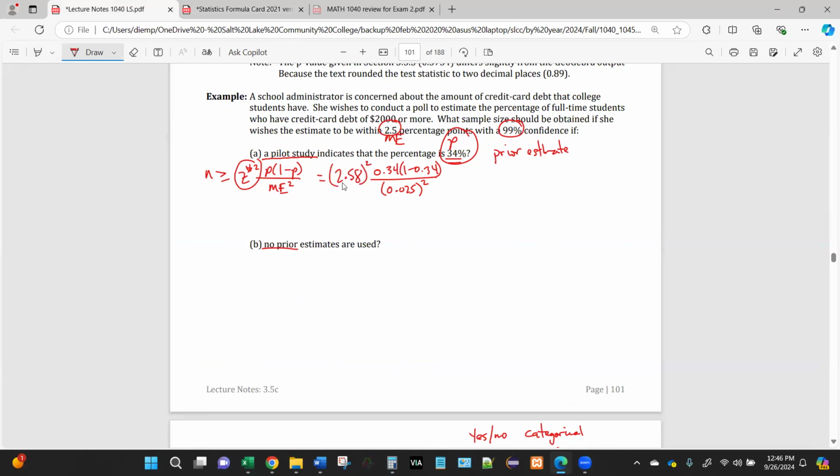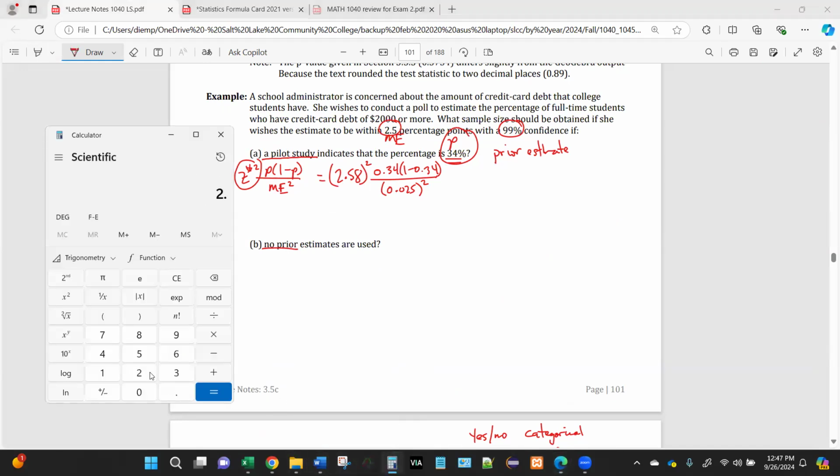So it's calculator work at this point. We'll go 2.58 squared times 0.34 times 1 minus 0.34. Then we divide that by 0.025 squared, and we have our minimum sample size. We're going to have to talk to at least 2,389.9 people.